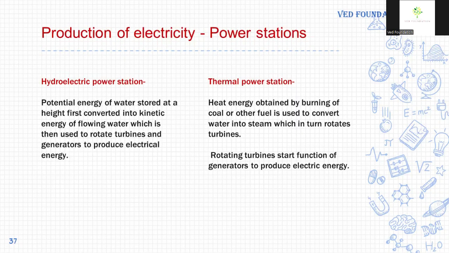Hydroelectric power station. At a hydroelectric power station, potential energy of water stored at height is first converted into kinetic energy of flowing water, and then this kinetic energy is used to rotate turbines. Kinetic energy is converted into mechanical energy, and the turbines are connected to generators, and in the generator mechanical energy is converted into electric energy. Another source of electricity is the thermal power station. Heat energy obtained by burning coal or other fuels is used to convert water into steam, which in turn rotates the turbine. The rotating turbine starts the function of the generator and electricity is produced.